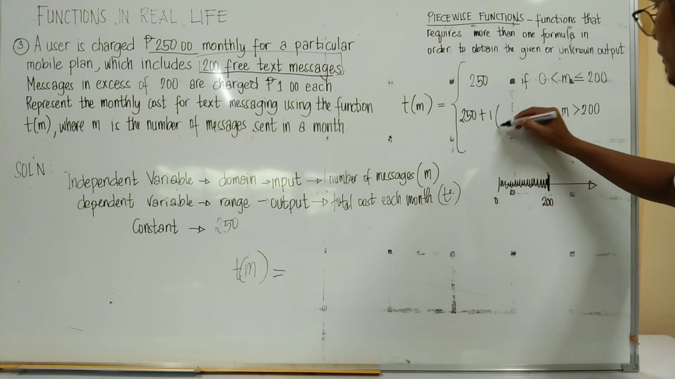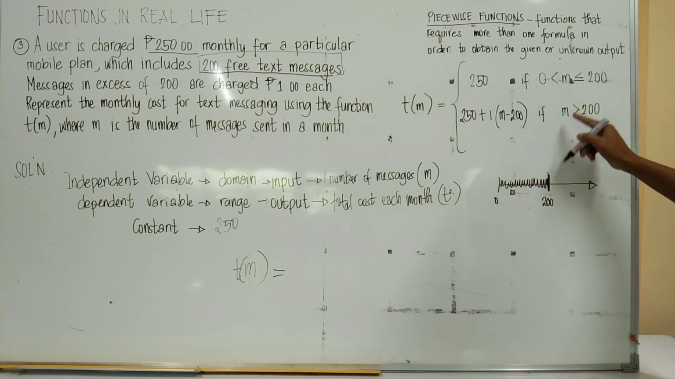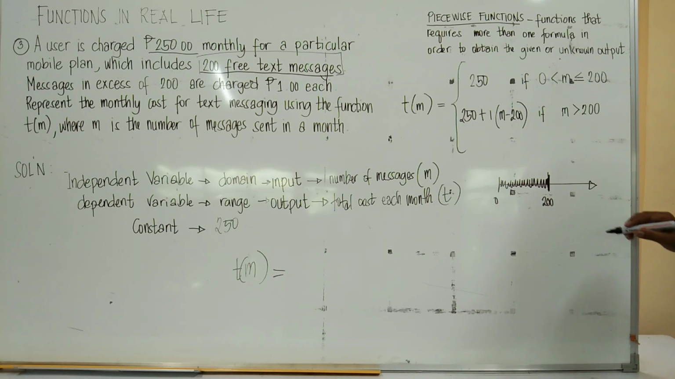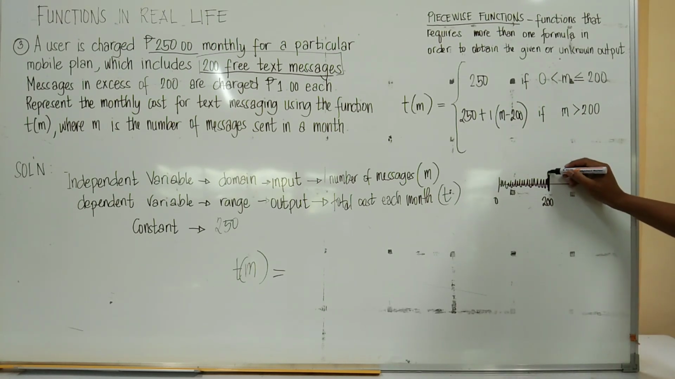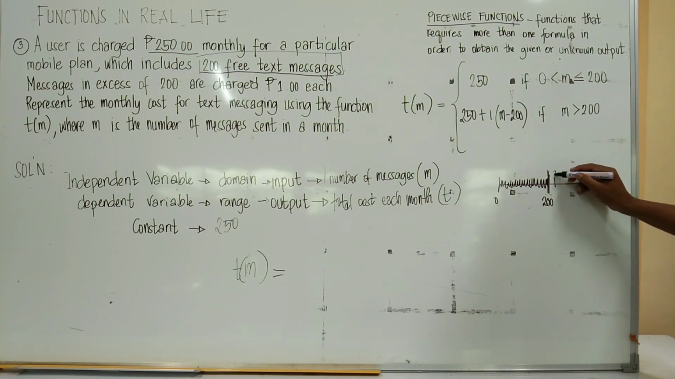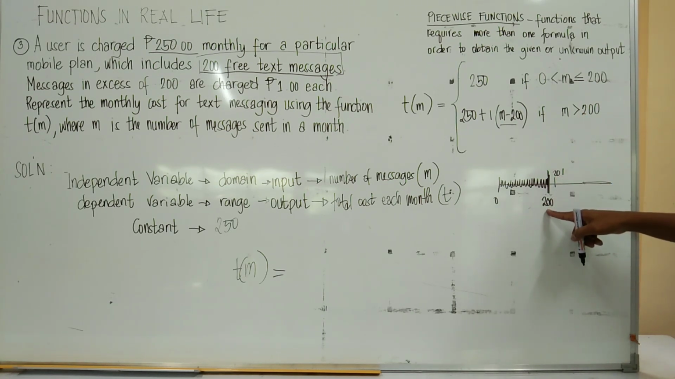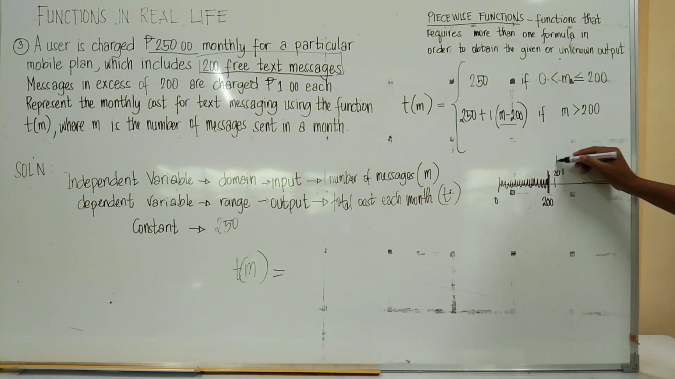So we will put a quantity of excess. So we have M minus 200 if M is greater than 200. So example guys, so this is the boundary 200. What if you use 201 text messages? So by common sense, we can say that the excess is 1. So this quantity defines the excess 1. So we have 201 minus 200 equals our excess, which is 1.